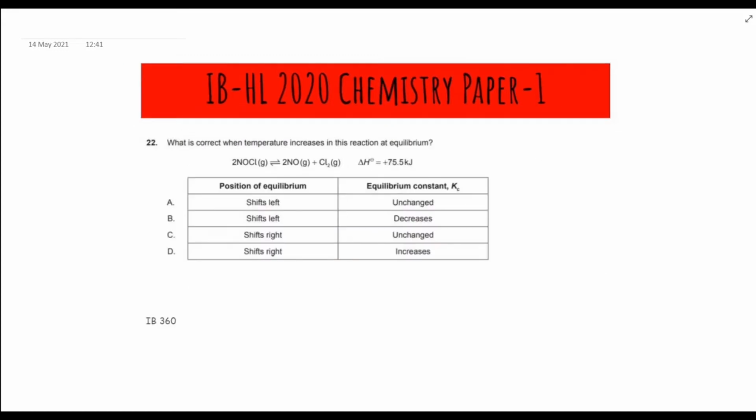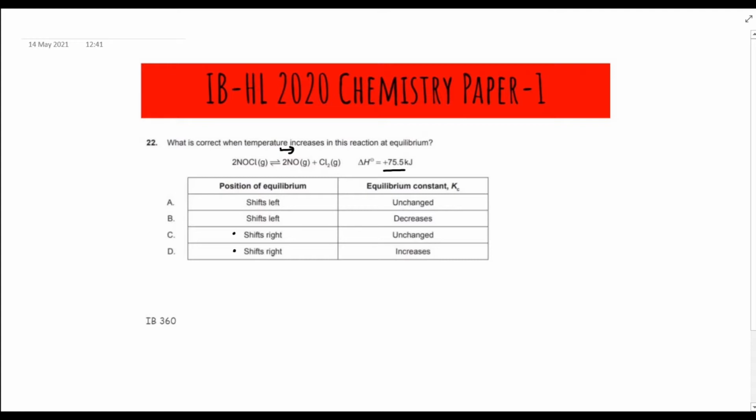So let's start with question 22. In this question, we were asked to find out what would happen to the position of equilibrium and the equilibrium constant Kc when temperature increases. So firstly, when temperature increases, the temperature of the surrounding increases. By Le Chatelier's principle, we know that this reaction will try to reverse the effect. So as this is an endothermic reaction, as the reaction absorbs heat, what will happen to decrease the temperature of the surrounding? It will absorb more heat. Now this reaction is endothermic in the forward direction. So as the reaction proceeds towards the forward direction, more and more heat will be absorbed by this reaction. So the position of equilibrium will shift right when we increase the temperature.